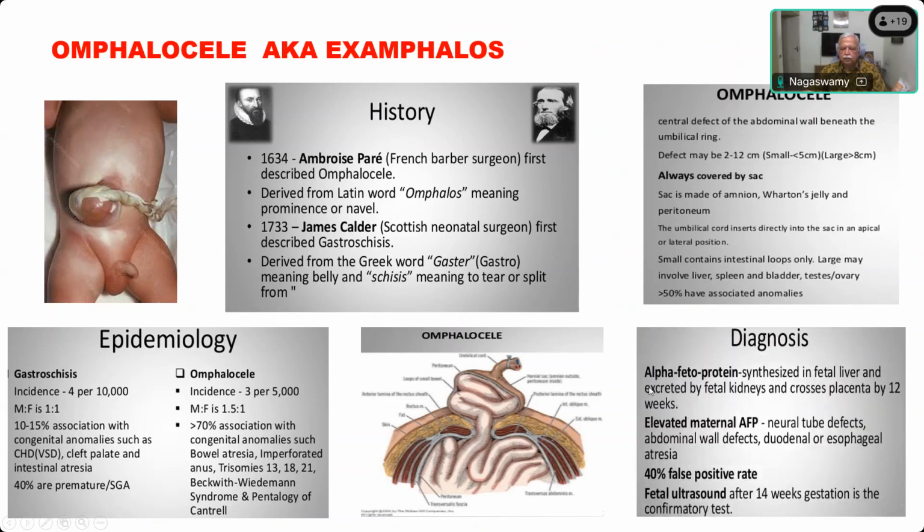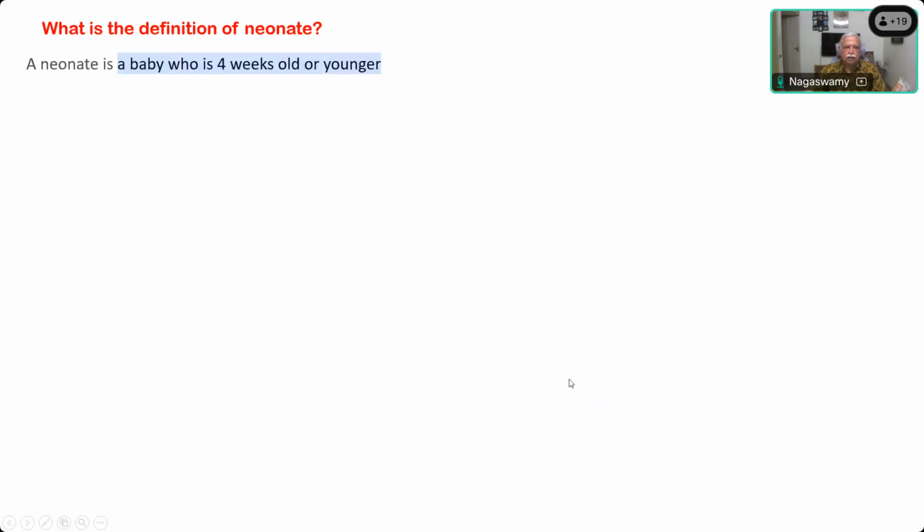The diagnosis can be suspected by elevated alpha fetoprotein in the mother. If this is present, you have to think of neural tube defects and duodenal or esophageal atresia, which are very important. So testing of maternal alpha fetoprotein is very, very important. This condition can also be diagnosed in the antenatal period itself by fetal ultrasound at 14 weeks of gestation as a confirmatory test.